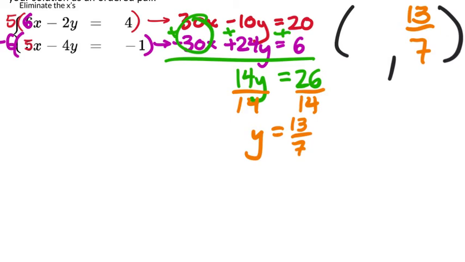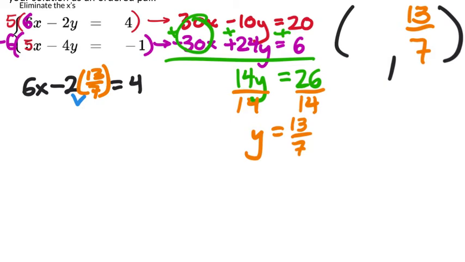And now that I have that y value, I'm ready to solve for the corresponding x value. And I don't see that either one of the two equations, again, is easier to work with. So again, I'm just going to choose the top one. You could choose the bottom one if you want, okay? So 6x minus 2y equals 4. But now I'm going to replace that y value with the y value we found, which was 13/7. Like this, okay?